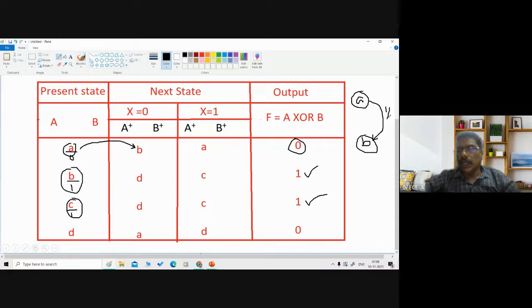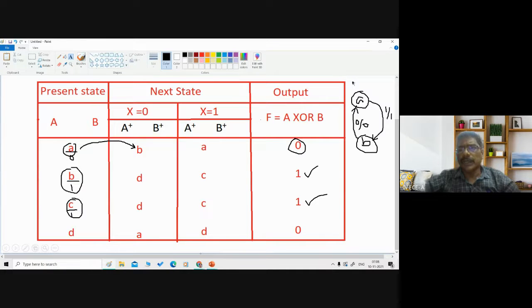Input is 1 and output also 1, like this. B to A means, suppose for example, I am drawing this. So B to A means 0 by 0. The numerator is input, the denominator is output. This is for Mealy.